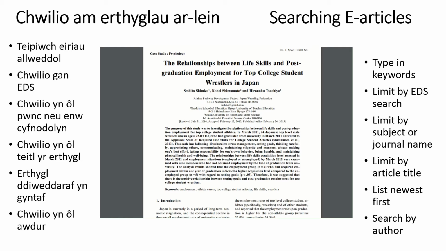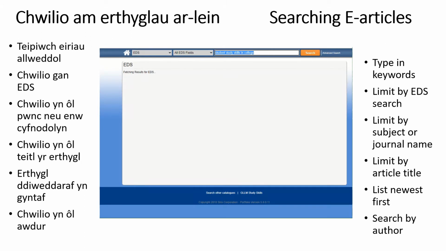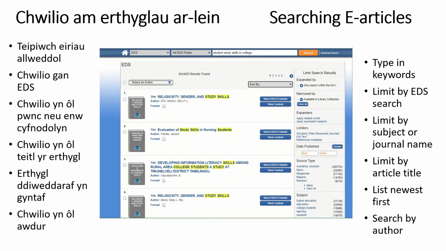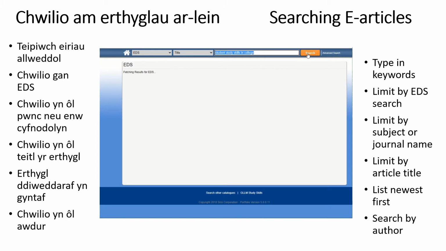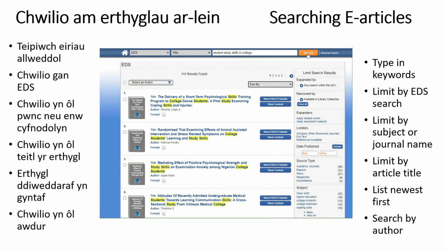To save time and find more specific results, you can adapt your search. So go back to the basic search results page. Click on the EDS Fields drop-down menu and choose Title. Then click Search again. This will reduce the number of search results as the catalogue is now only searching for articles with your keywords in the title.